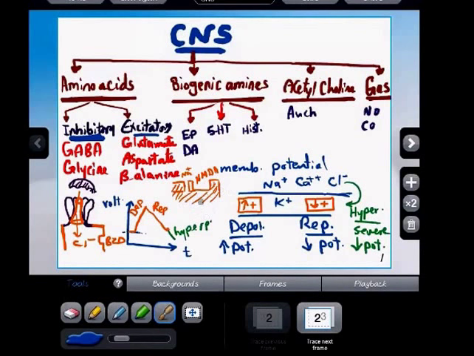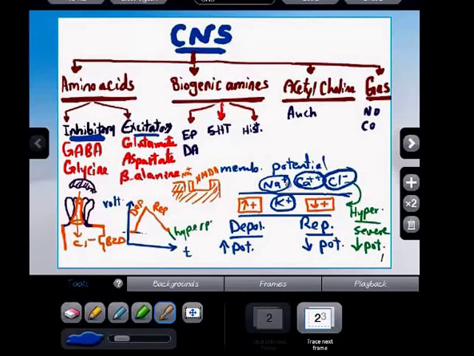Let me remind you that potassium is always inside the cell, and sodium is outside the cell, and also calcium and chloride. For the normal membrane potential, sodium, calcium, and chloride are outside and potassium is inside. Any increase in the positive charge inside the cell means depolarization. Any decrease means repolarization.